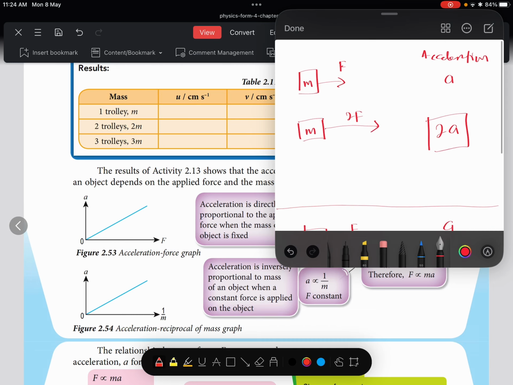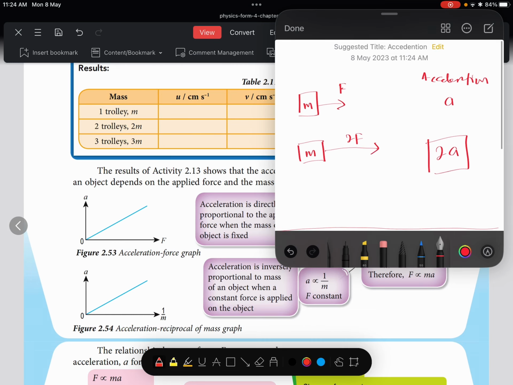So from here we can conclude that force is directly proportional to a. When you have higher force, the acceleration will be higher. We need this relationship, and we're going to use it after this.